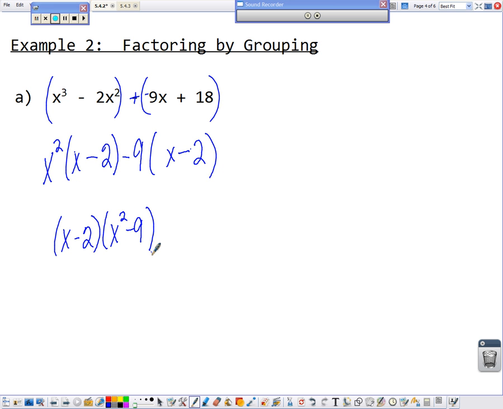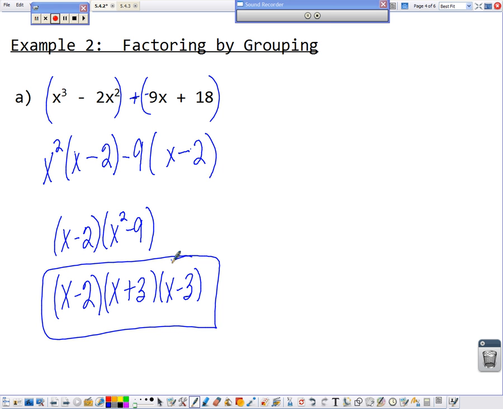Now, one last thing that you should always do in factoring is make sure that you've factored everything as far as you can factor it. And what I mean by that is x minus 2 can't be factored anymore, so it's just x minus 2. This one is a perfect square trinomial. This is a perfect square, that's a perfect square. So I get x plus 3, and remember it ends up x minus 3. And so there's your final answer on factoring.